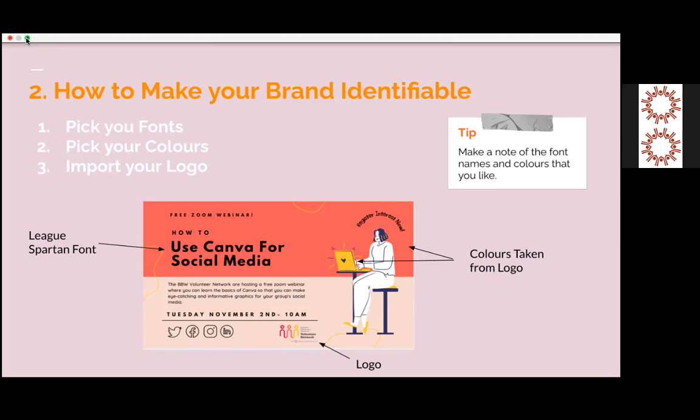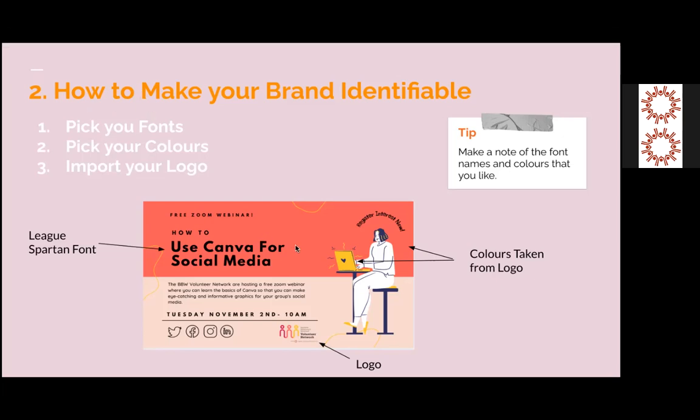For example, here at the Volunteer Network, we mainly use this red, this orange, this yellow, and this pink. And when I'm creating social media content, I mainly use the font League Spartan or Quicksand. These are just the names of the fonts that I use. And I always ensure that I import the logo. This ensures that all of our images look engaging, they look cohesive, and it's a very easy way to make your images look more professional.